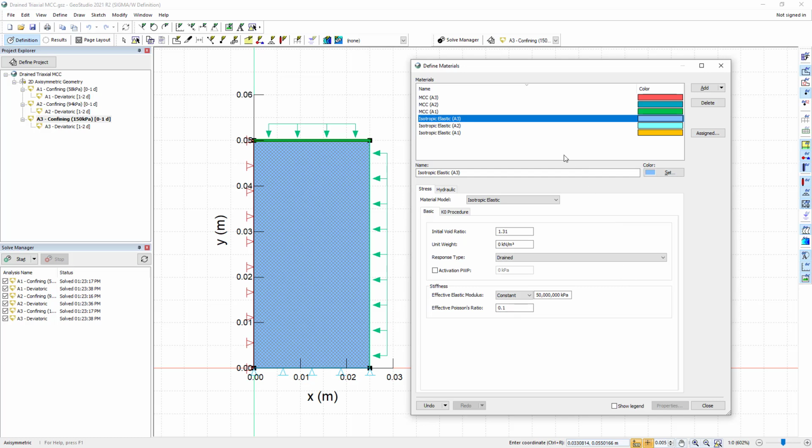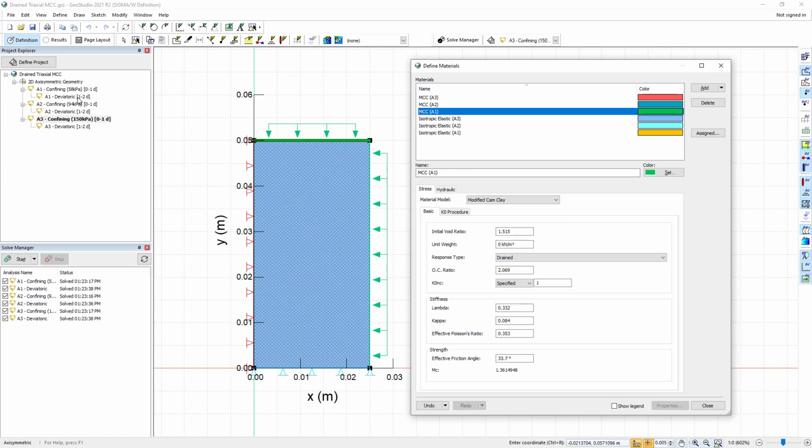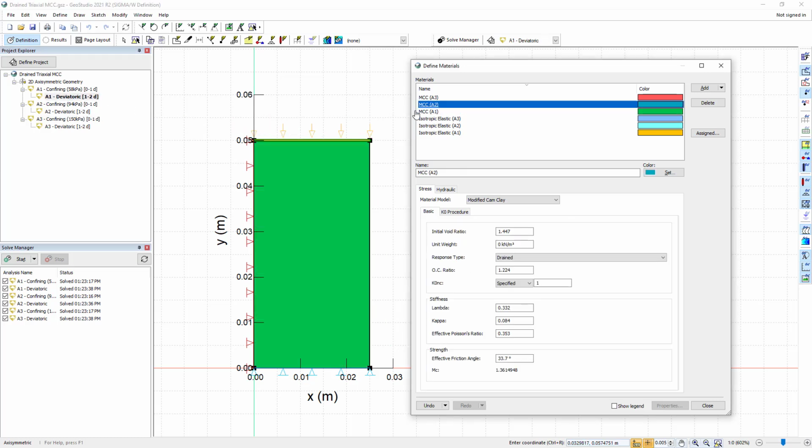The defined modified Cam-clay materials are applied during the deviatoric portion of the triaxial test simulations.